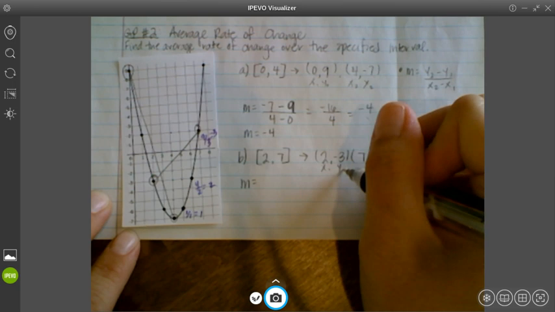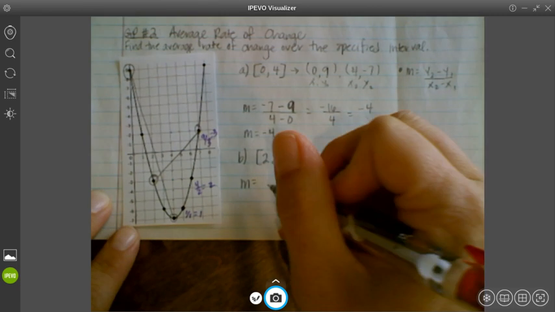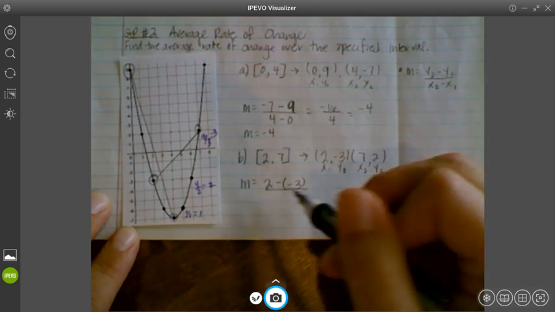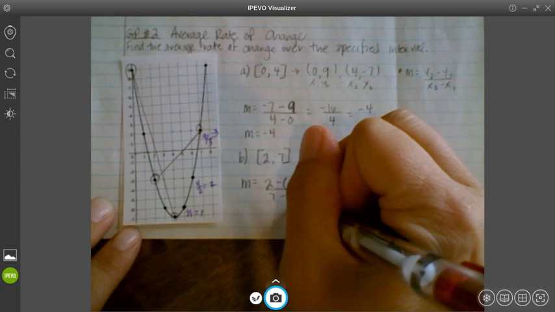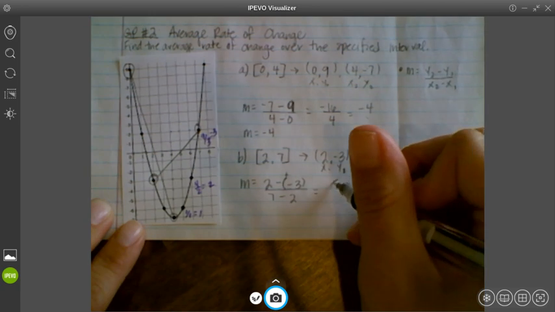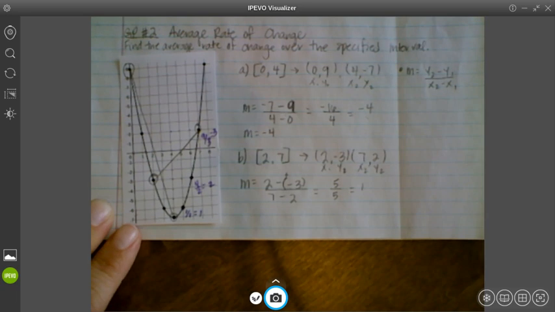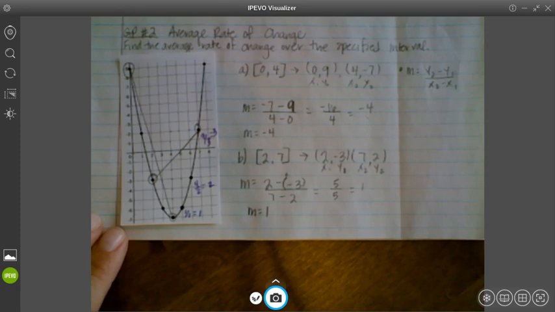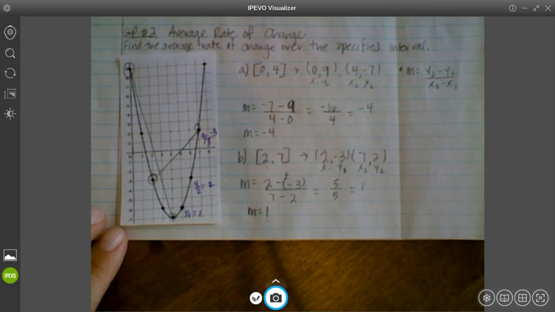So we have x1, y1, x2, y2. We have y2 minus y1, so 2 minus a -3. Make sure you draw or write both of the negatives so you don't forget it. Divided by 7 minus 2. 2 minus a -3 is 2 plus 3, which is 5. 7 minus 2 is also 5, giving us an average rate of change of a positive 1, which we said it should be positive, so we did good. So the slope between those 2 points is a positive 1.